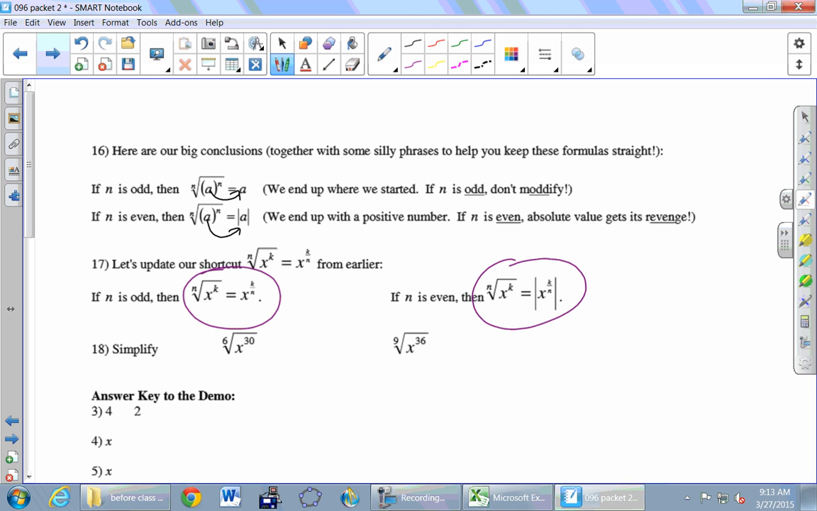Okay, so let's take a look at this guy right here. First, we're going to do our old shortcut, and then we're going to update it with this absolute value as necessary. What do I do with the power and the index? Divide. So we get x to the 5. What do I do with the power and the index? Divide, and we get x to the 4. But for one of these, we need to bring in an absolute value symbol. Which one of these is the one that needs to get the absolute value?